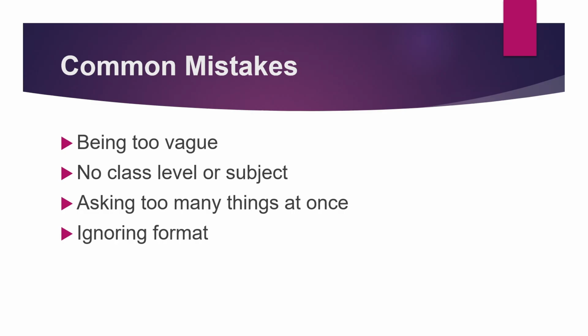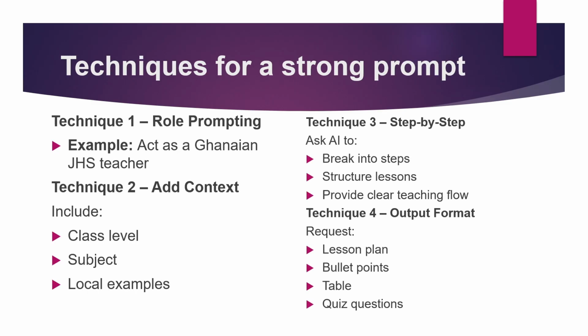A common mistake that people make when prompting is being too vague. No class level, like for a teacher, I don't give the level or subject that you want the AI to give output of. Asking too many things at once. You need to be very basic sometimes, and then you give follow-up questions. Ignoring formats. Some people just ignore the formats and try to just ask AI like that.